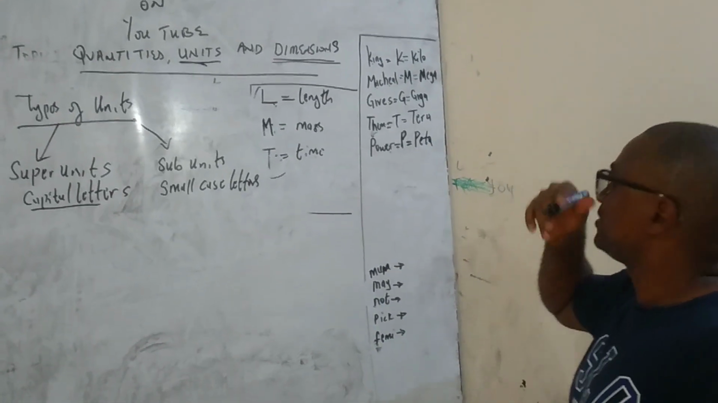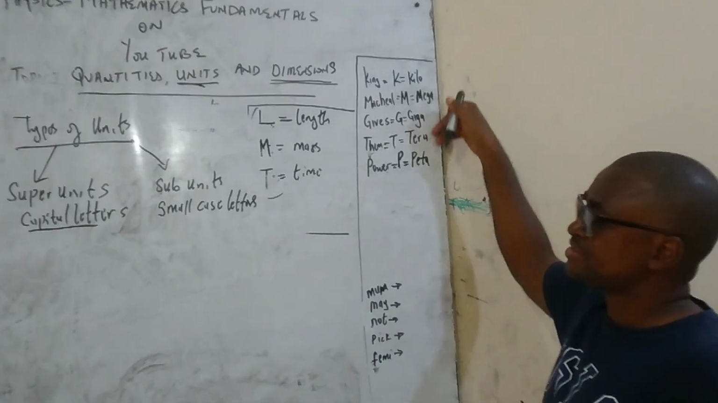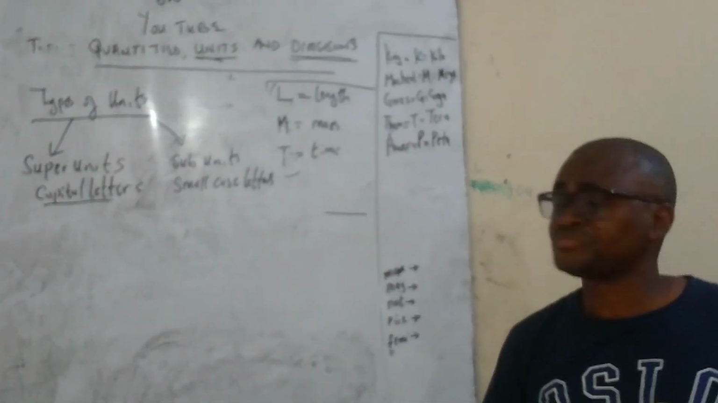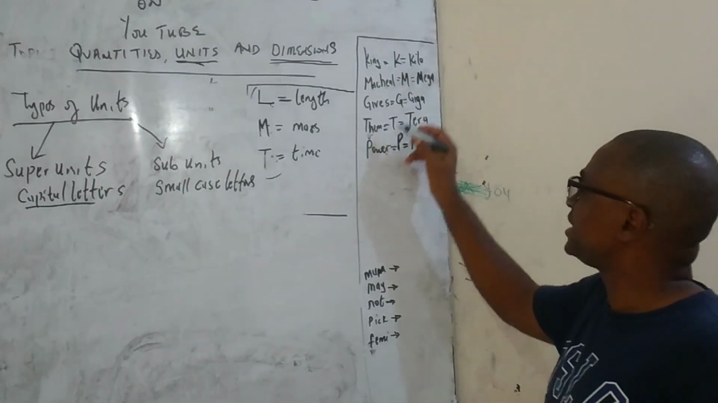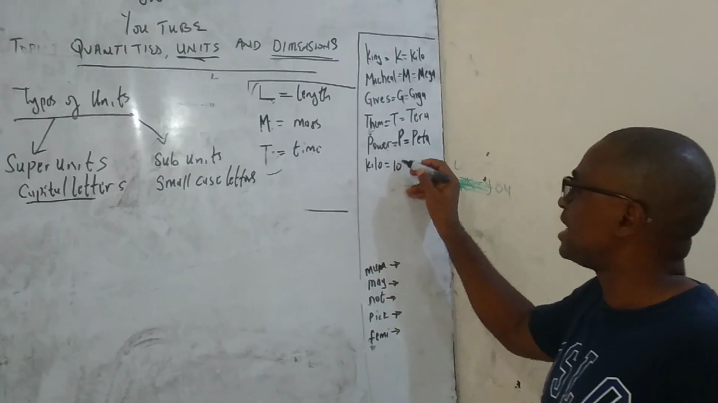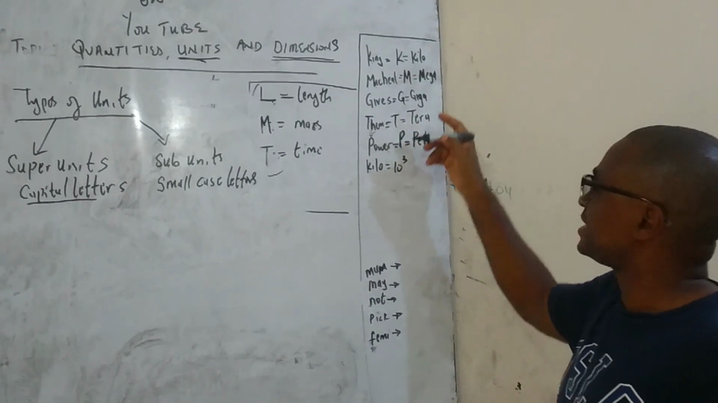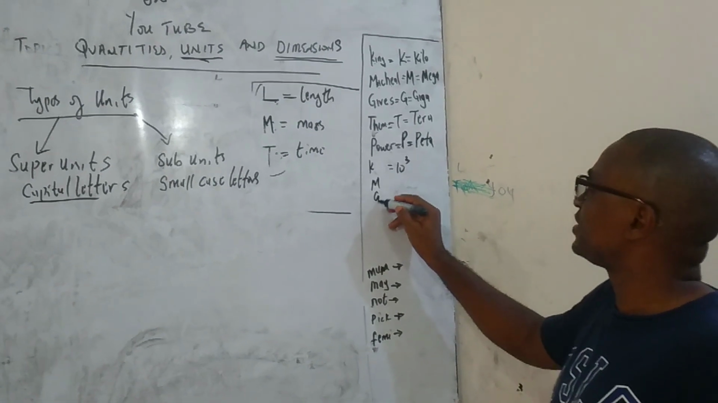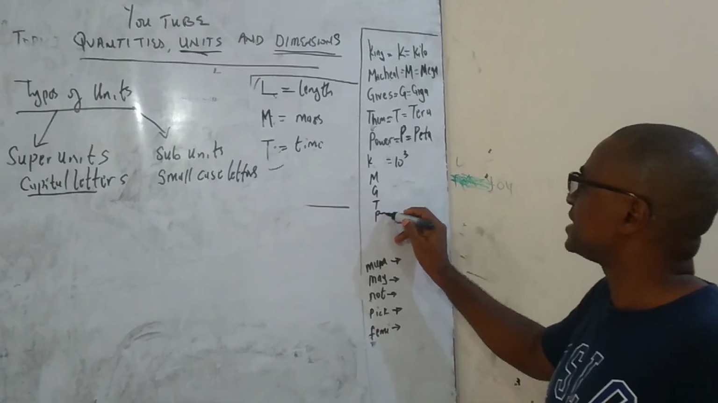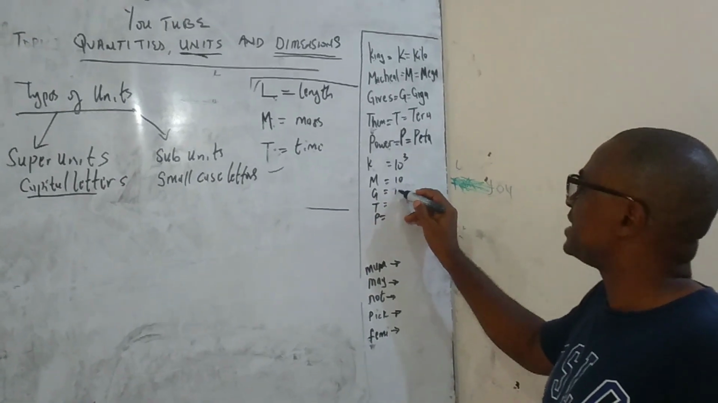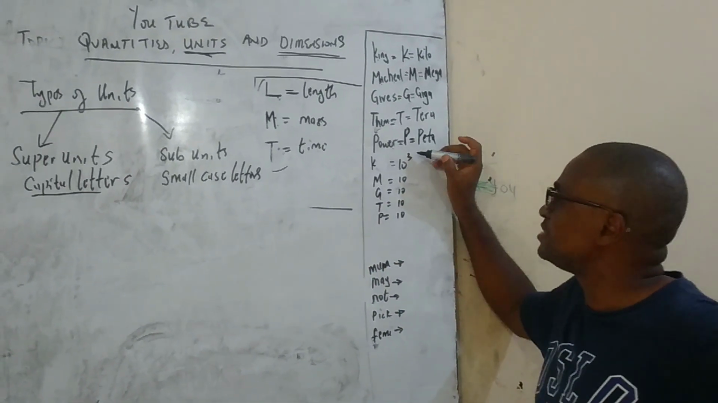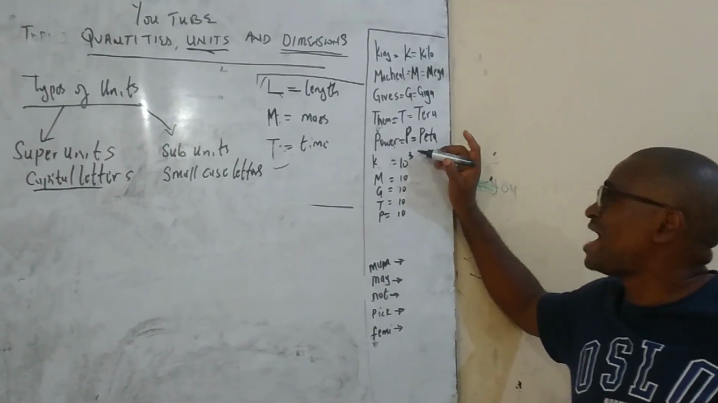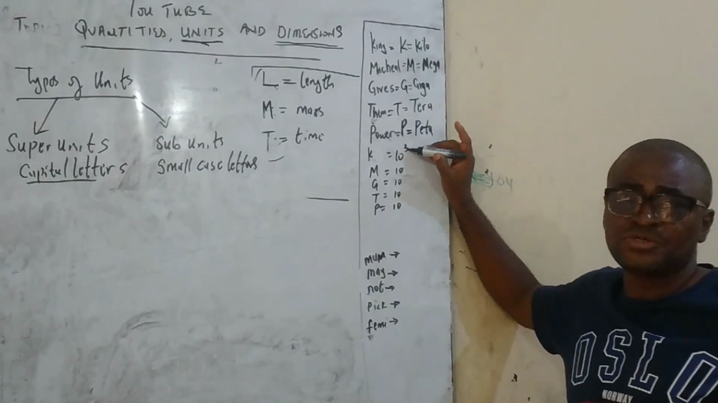Now, this particular super unit for kilo, we start with a base of 10 and power of 3. To generate others like this, mega, let me write K for kilo, M for mega, then G for giga, T for tera, P for peta. Now, I will put base of 10. All of them will have a base of 10. I'm starting with power of 3. To generate the power of these other superscripts, you add 3 subsequently to this first power.